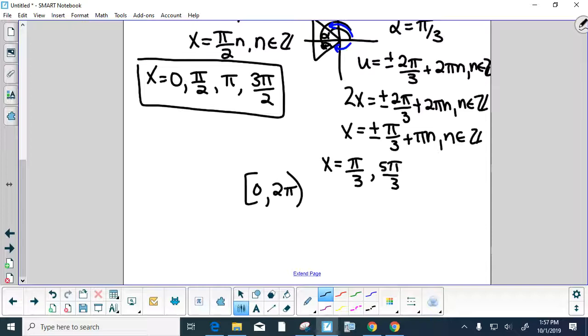Yes. And then what happens when I add pi over 3 plus pi? Pi over 3 up here plus pi, excuse me, 4 pi over 3. What happens when I take negative pi over 3 and add pi? And then get your 2 pi over 3.